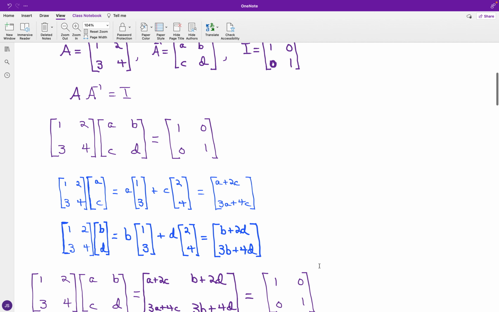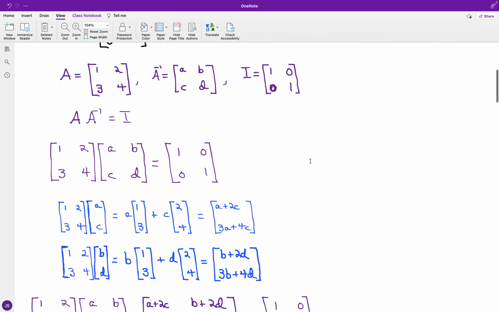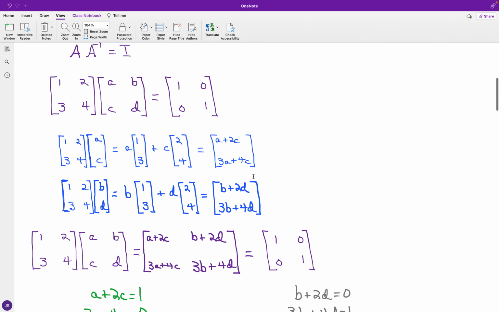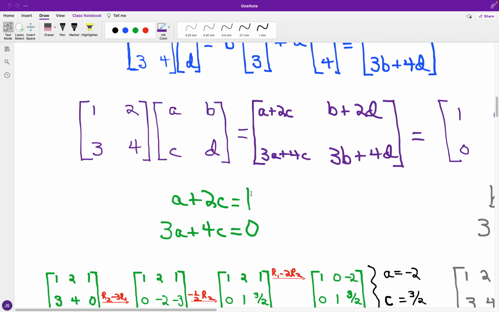Looking at consolidating, you have 1, 2, 3, 4, a, b, c, d, going back to what we had in the setup, and again you're going to have the product equal to the identity. Going column by column and clustering the portions, you have a plus 2c, b plus 2d at the top. At the bottom, for the first column, we have 3a plus 4c, followed by 3b plus 4d in the next column. Again, this is equal to the identity where we have 1, 0, 0, and 1. Looking at a plus 2c is equal to 1 and 3a plus 4c is equal to 0.